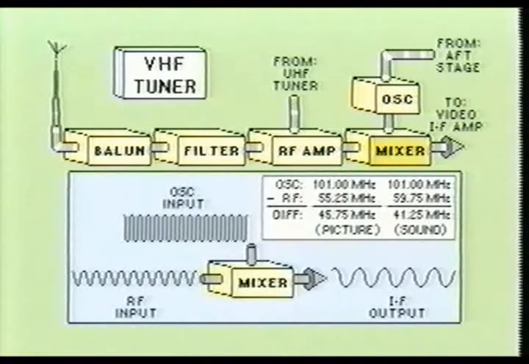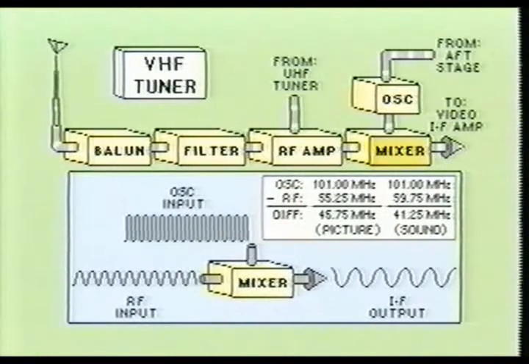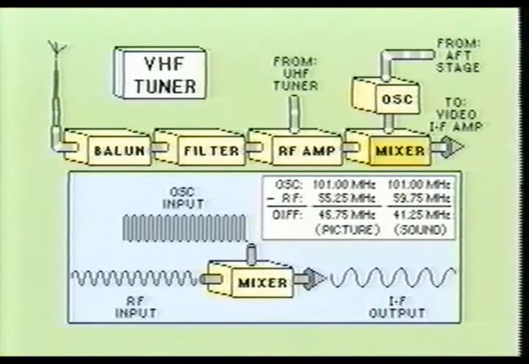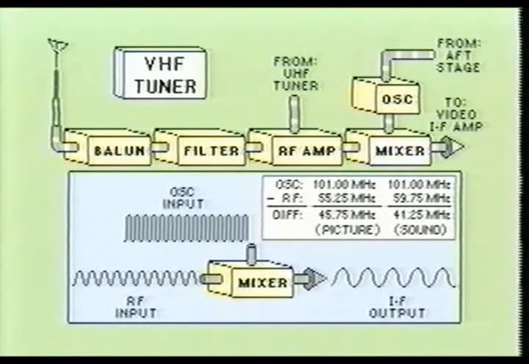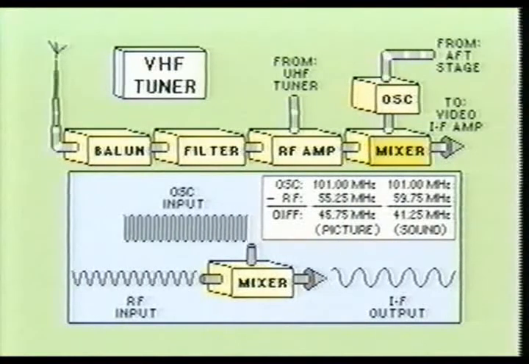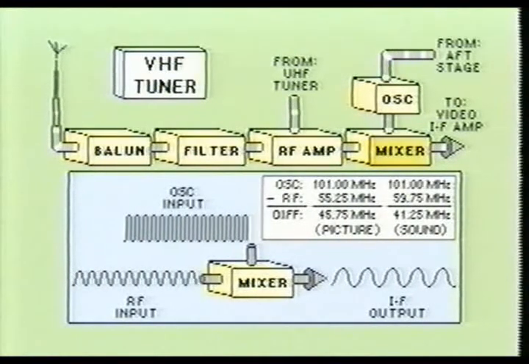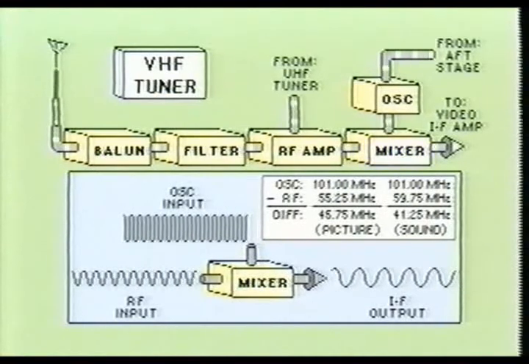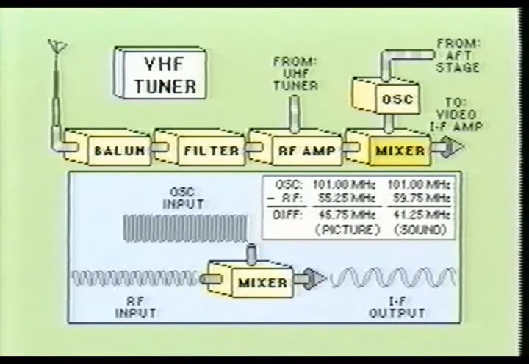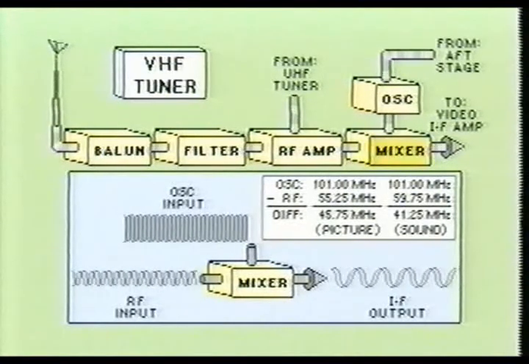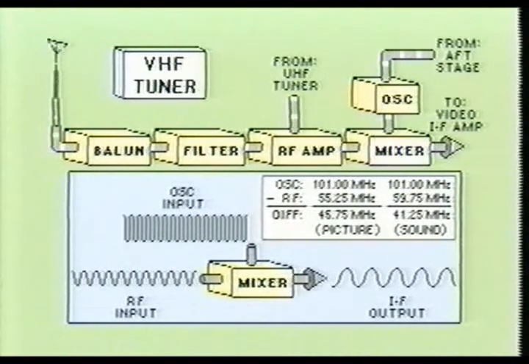The mixer stage in the VHF tuner assembly performs the same basic function as performed in the UHF tuner. This stage combines, or heterodynes, the selected RF signal with the VHF oscillator signal to produce the required intermediate frequency signal for the video and sound stages. If the IF frequency of the picture carrier will be 45.75 MHz, the IF frequency for the sound carrier will be 41.25 MHz.